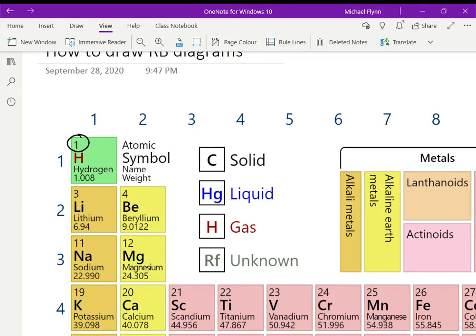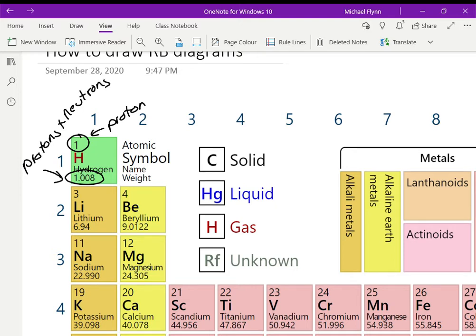The atomic number is at the top. Each element on the periodic table represents an atom, and every atom has what's called an atomic number. So the periodic table is organized by atomic number. What does the atomic number mean? Well, that means how many protons you have. So hydrogen has 1 proton in the nucleus. This number here, the atomic mass, is the number of protons plus the number of neutrons.